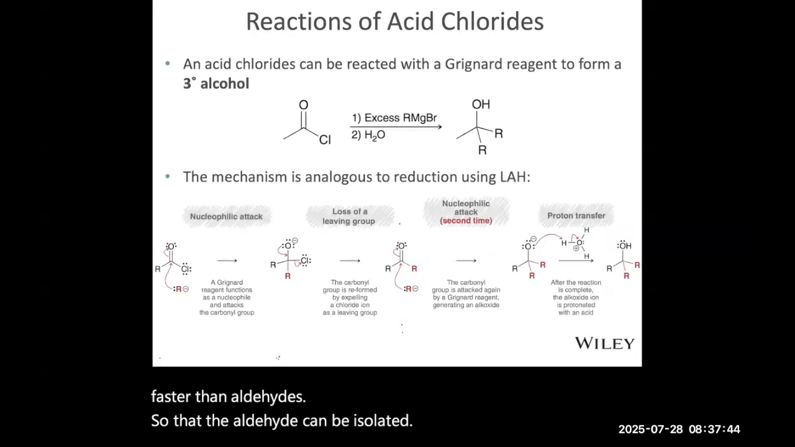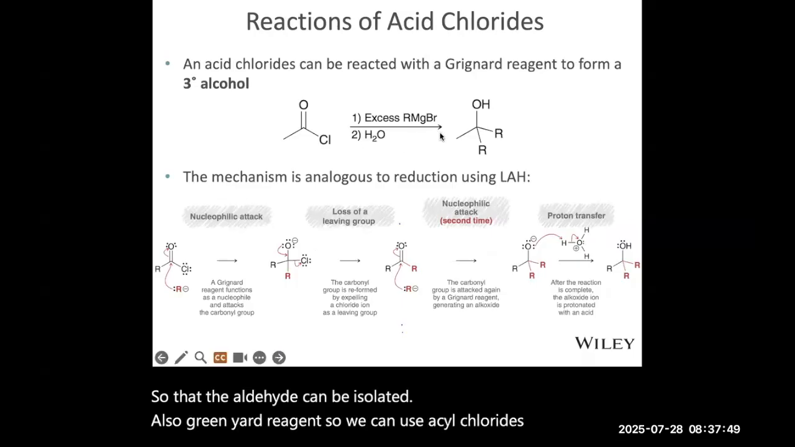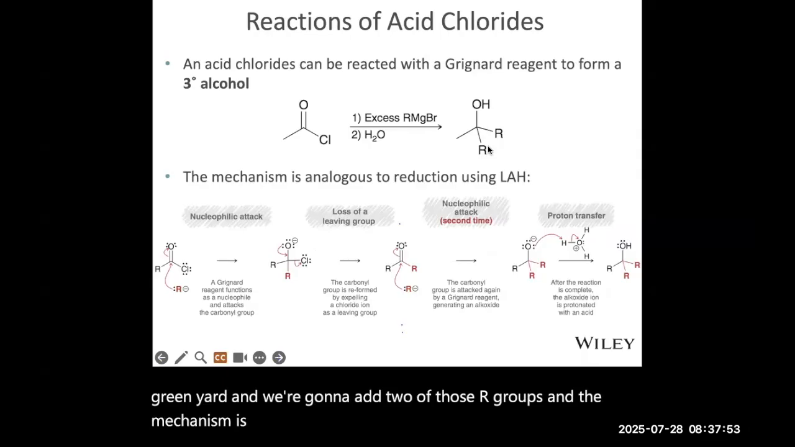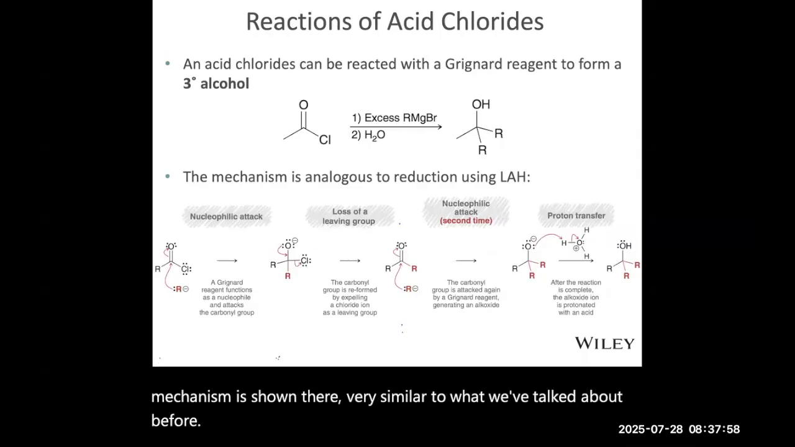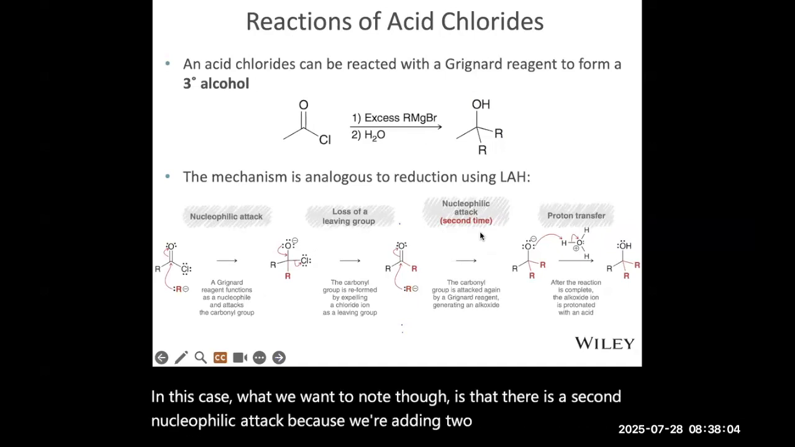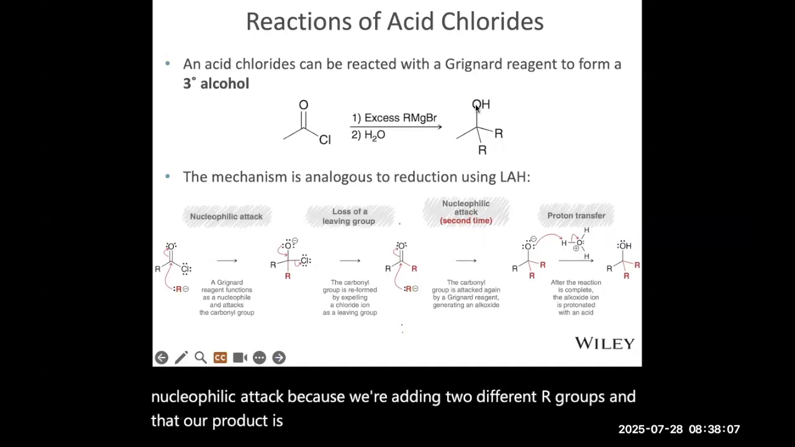Also, Grignard reagent: we can use acyl chlorides with excess Grignard, and we're going to add 2 of those R groups. And the mechanism is shown there, very similar to what we've talked about before. In this case, what we want to note, though, is that there is a second nucleophilic attack because we're adding 2 R groups, and that our product is now an alcohol instead of a carbonyl compound because we've done this reaction twice.